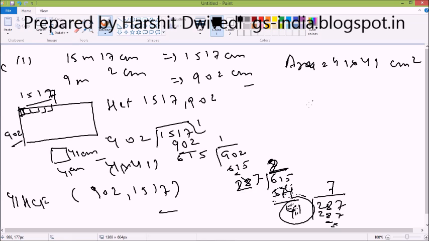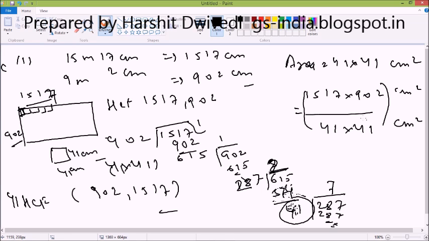And obviously, what is the area of the room? Area of the room is 1517 into 902 centimeter square. And what is the area of one tile? 41 into 41 centimeter square. When we divide these two quantities, 1517 into 902 by 41 into 41, we get the number of tiles required to cover it, and it will come out as 814. Your answer will be 814.